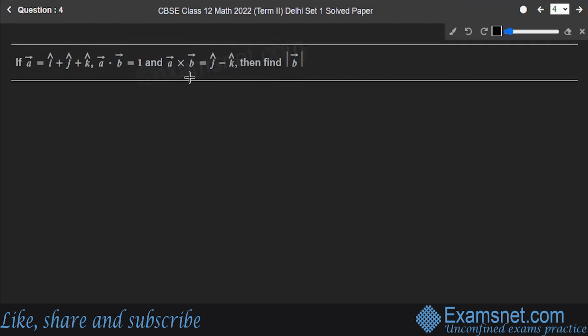Now question number 4, we have a vector problem. A vector is given by this. A dot B is equal to 1 and the cross product of the two vectors is given by unit vector J minus unit vector K. Then you have to find out the magnitude of B vector. Let's go for that. You are given first A vector as I plus J plus K. Also, you are given the dot product of the two vectors is equal to 1 and cross product is J minus K.